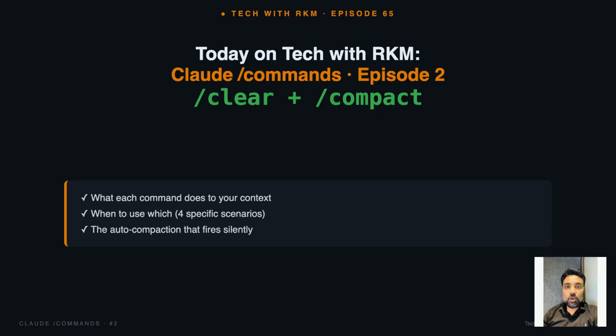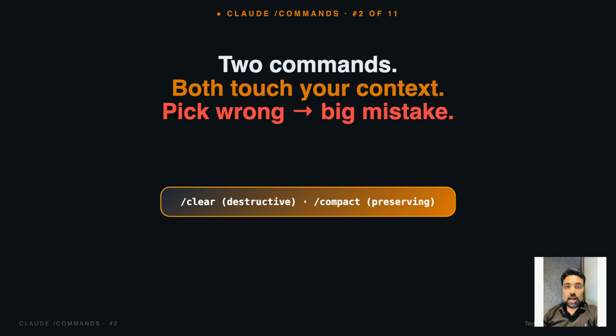Today is episode 2 of the Claude/commands series, and we are covering two related commands together, /clear and /compact. Both manipulate your conversation context, but in very different ways. Choosing wrong is the most common mistake power users make. We'll look at what each command actually does to your context, when to use which, and the auto-compaction behavior that runs in the background that you should know about. By the end, you'll understand exactly which command to reach for and why.